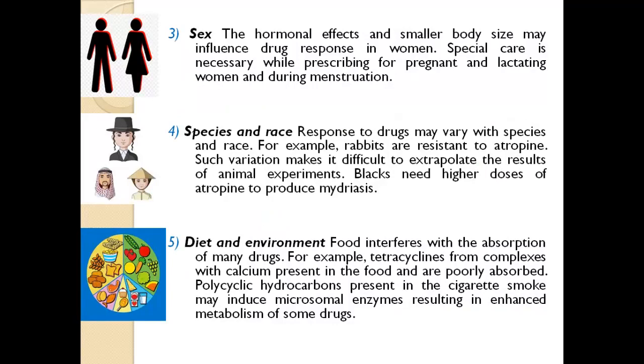Coming to species and race, response to drugs may vary with species and race. For example, rabbits are resistant to atropine. Such variation makes it difficult to extrapolate the results of animal experiments. People who are black need much higher doses of atropine to produce mydriasis. So depending on the species and race also, the drug action can be affected.